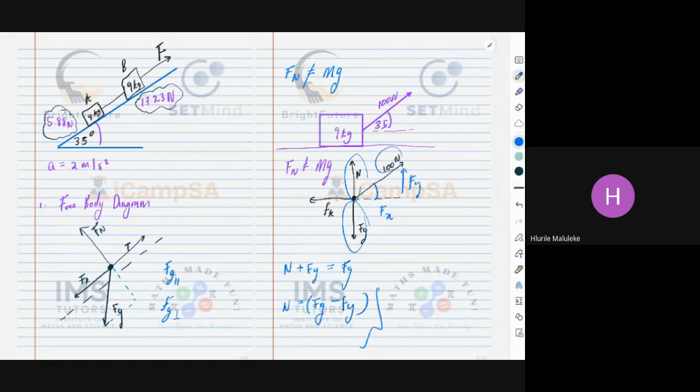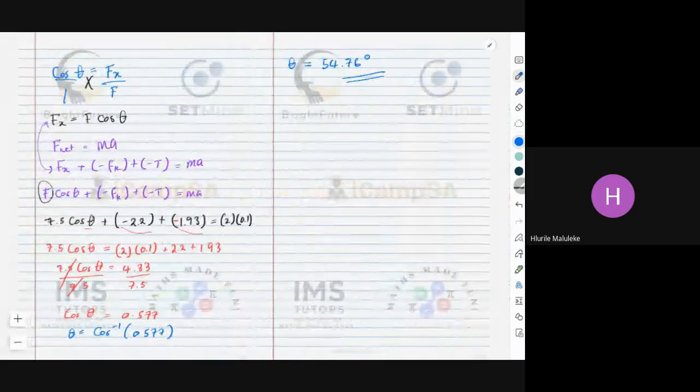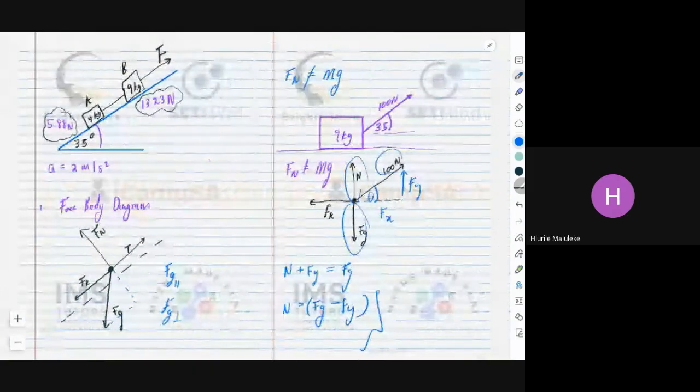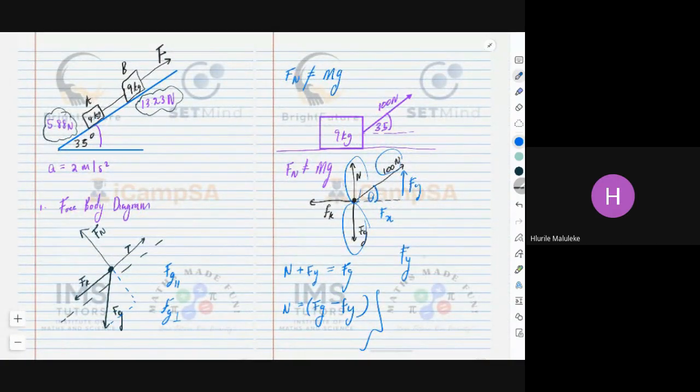How you calculate your component is what I just showed you previously. Your Fy is going to be F sine theta. So that means Fy equals F sine theta, for the case that I'm showing you here. So now let's go back to this question, right? It's going to be a mess.